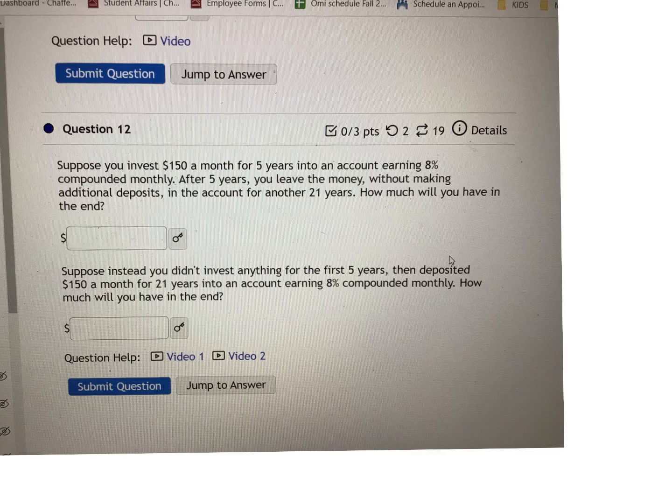Okay, so suppose we want to have $150 a month invested for 5 years at 8% compounded monthly. So that would be a savings annuity. So we're going to use the formula P_N equals d times (1 plus r over k) to the nk, minus 1, all over r over k.